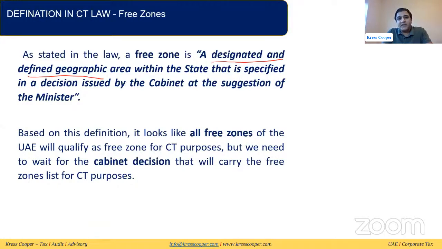So first of all, they said this is the designated area, the defined area, and it will be considered a free zone, but we need to wait for the cabinet decision that will provide the list of the free zones. Like in value added tax, where a designated zone is a fenced area, I cannot see any such word in the corporate tax law. I believe every free zone will fall under the definition of free zone, but as I mentioned, we need to wait for the cabinet decision. They will give a comprehensive list of free zones. Any defined geographic area given in the cabinet decision will be considered a free zone.